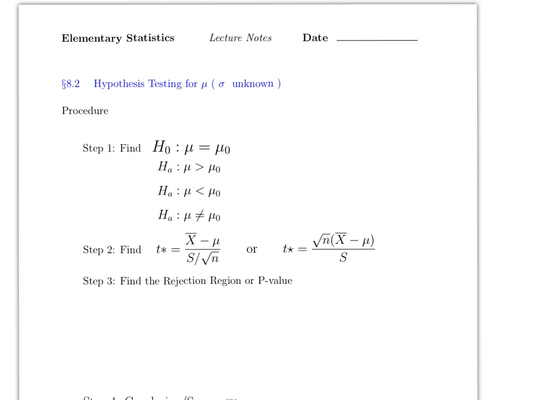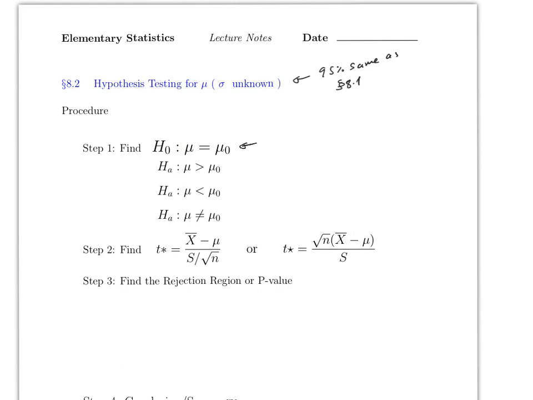Hello everyone, this video covers section 8.2, hypothesis testing for mu when sigma is unknown. This is technically 95% the same as section 8.1. The only difference is that instead of using z, we're going to use t. But this is 100% the same as 8.1.